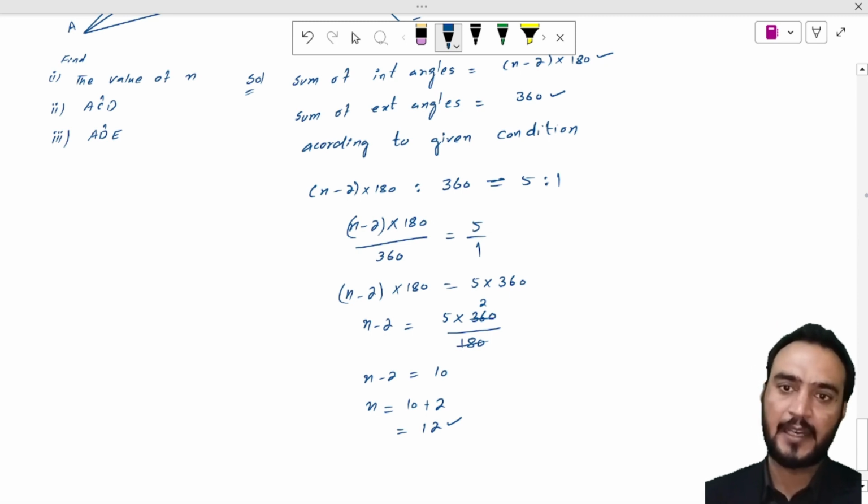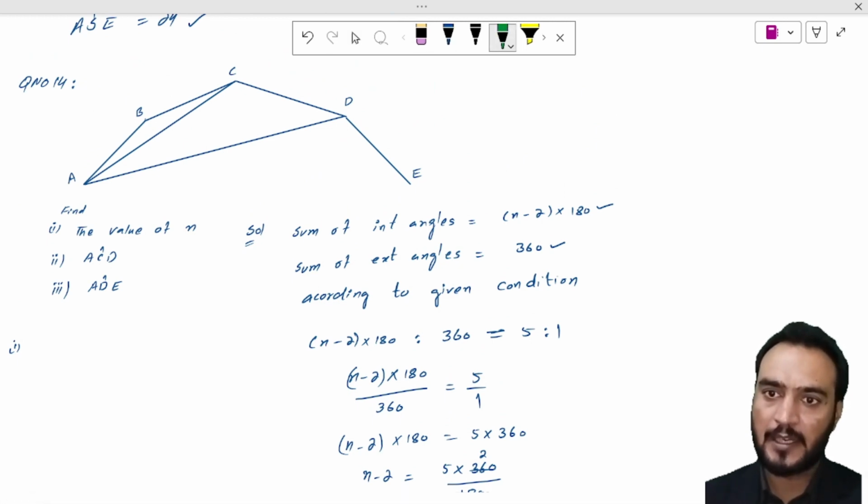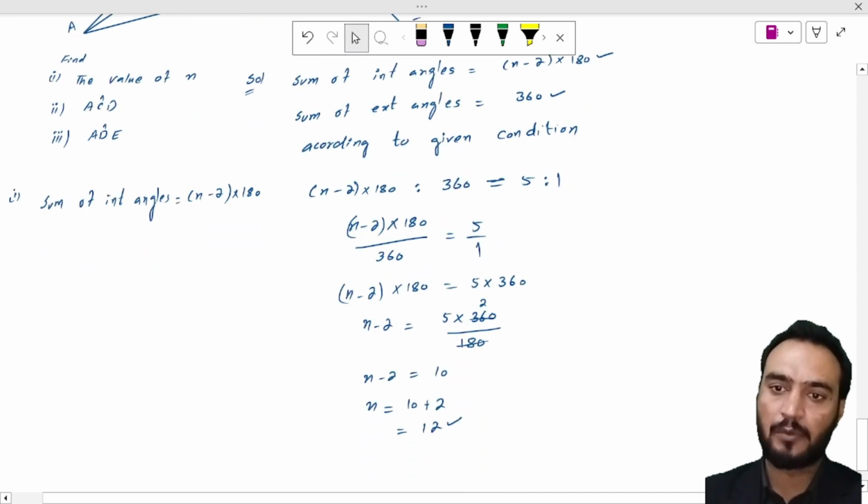Now we will find the angle ACD. This was the angle ACD, which is the interior angle, and we know that the sum of interior angles of an n-sided polygon is equals to n minus 2 times 180, and the value of n, as we have solved in part 1, is 12. So we put the value of n equals to 12 here.